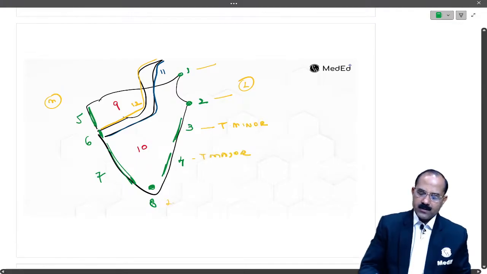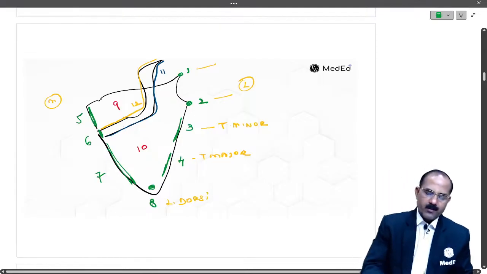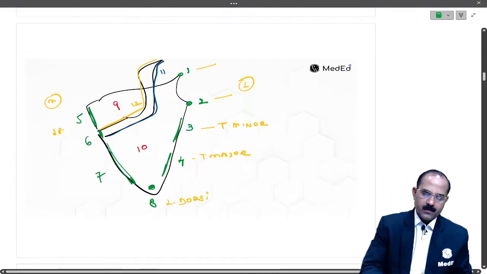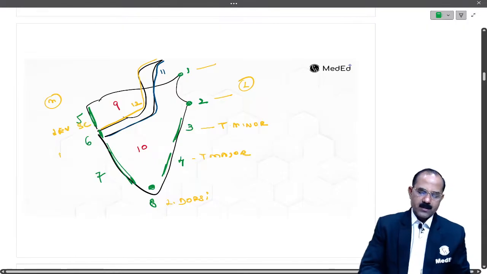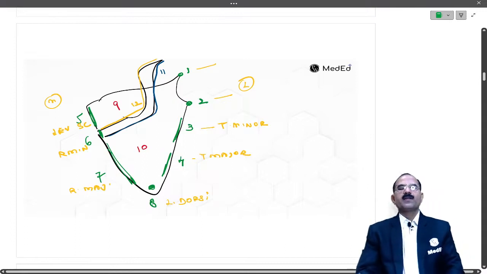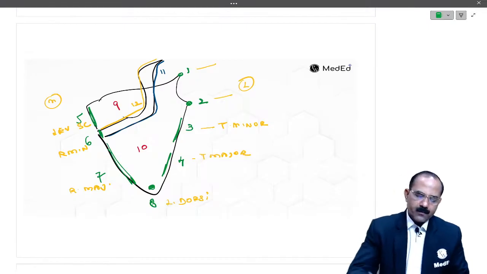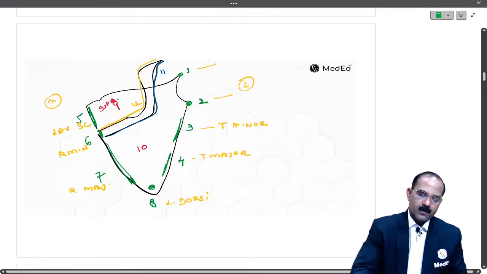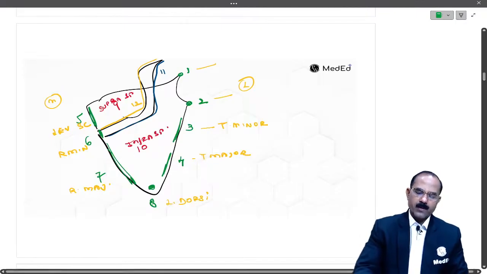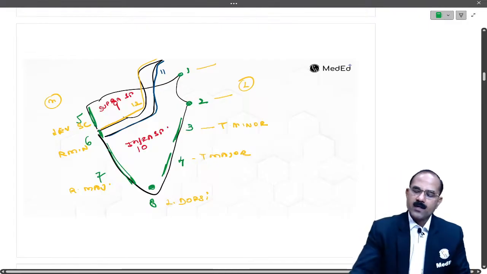Number 4 is teres major. Number 8 is latissimus dorsi. Number 5 is levator scapulae. 6 is rhomboid minor. 7 is rhomboid major. Clear? What is 9? 9 is supraspinatus. What is 10? Infraspinatus. Supraspinatus, infraspinatus.